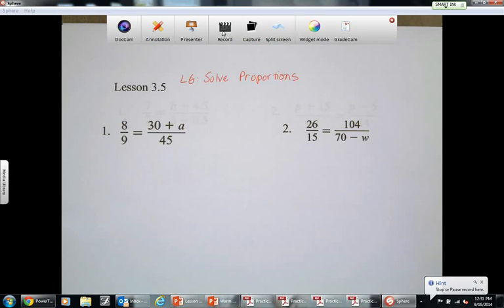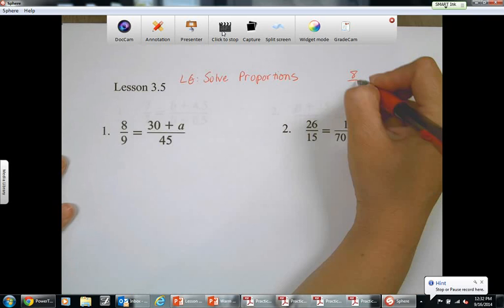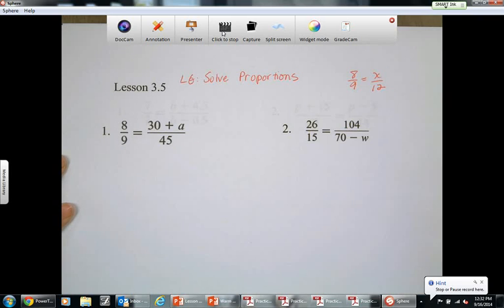All right, number 5. We're going to go ahead. What we talked about in the warm-up is a regular, normal proportion that says 8/9 equals x/12. How did we figure out what x was? Just take 9 times x and take 8 times 12. Okay? So same thing's going to happen here.